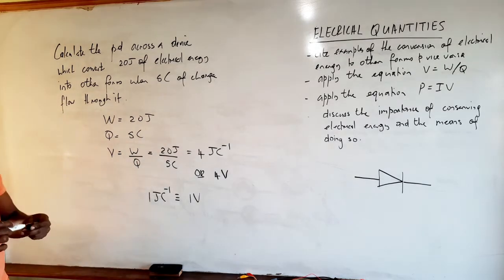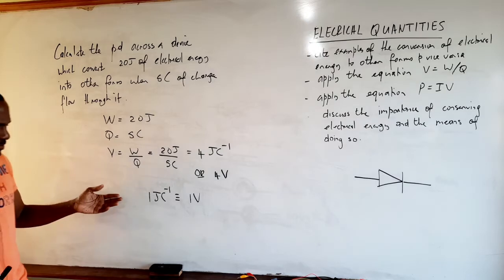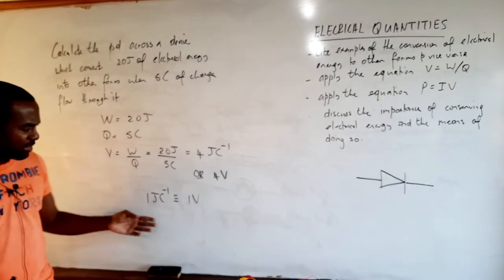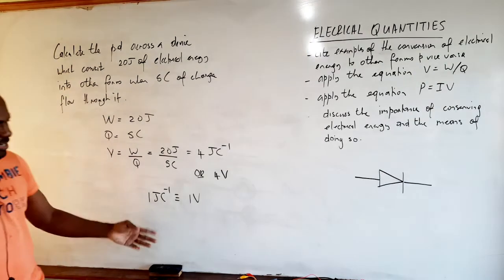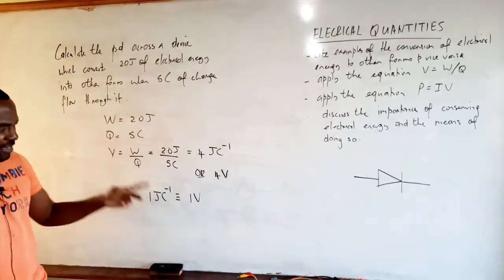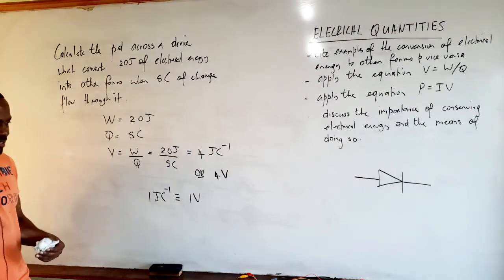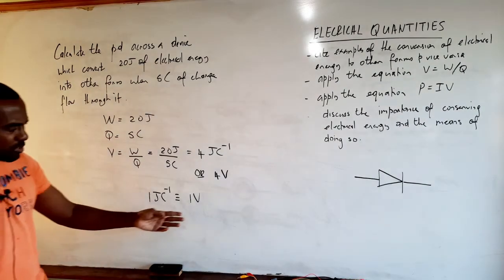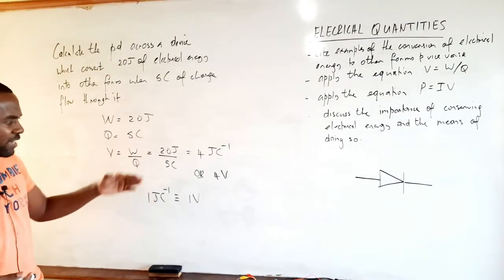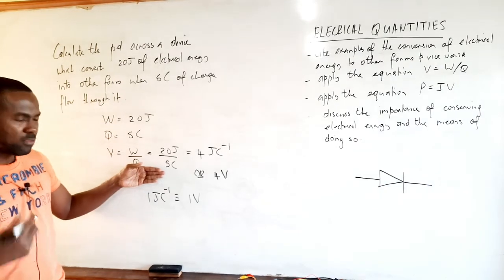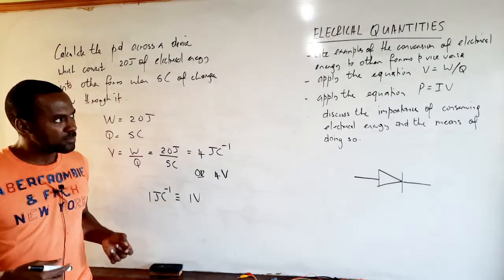So basically what this is saying is that when 1 joule of electrical energy has been converted to other forms of energy, when 1 coulomb of charge flows through a device, then the potential difference across that device is equivalent to 1 volt, right? So let me say that again, or we can say it another way. We could say that 1 volt is the potential difference across a device when 1 joule of electrical energy is converted to other forms when 1 coulomb of charge flows through that device, right?